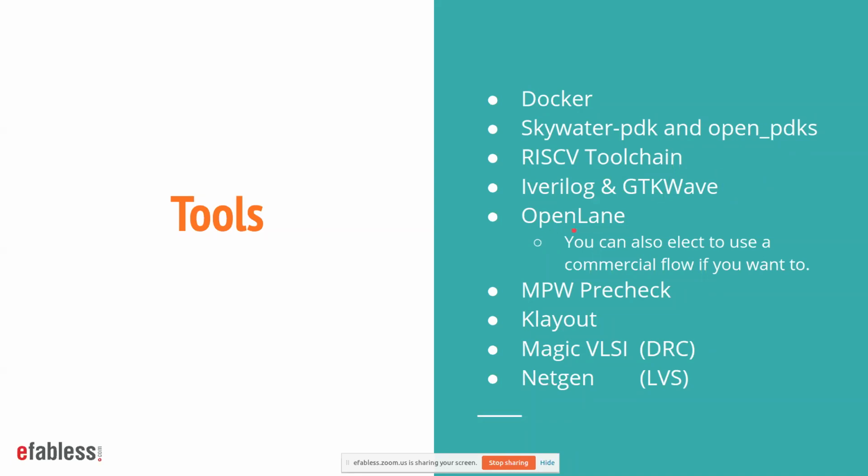If you're planning to use an open source digital design flow, you'll need to have OpenLane installed. You can also elect to use a commercial flow if you need to. And you will need to have the MPW pre-check tool to sign off on your design and to make sure that your design is ready for the shuttle submission. And it is also recommended that you have KLayout installed. It is a layout viewer and editor, so you can use it to view your design files. And you can also have Magic and Netgen installed, Magic for running DRC and Netgen for running LVS.